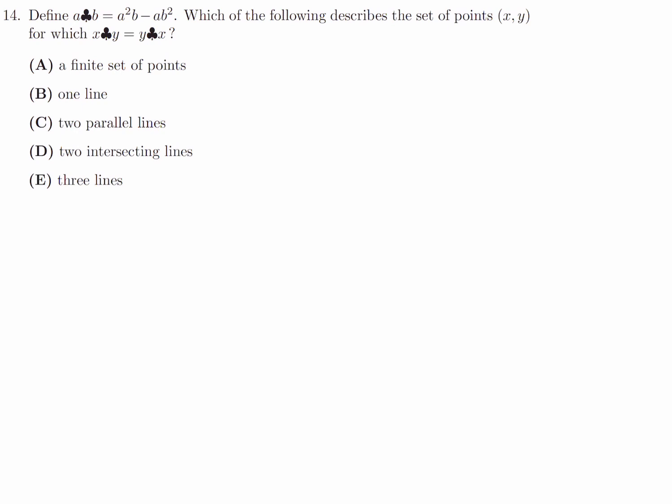Define a symbol b as a squared b minus ab squared. Which of the following describes a set of points for which x symbol y is equal to y symbol x? Well, x symbol y is equal to y symbol x. And if we do the definition according to the question, this would basically mean x squared y minus x y squared, and on this side it would be y squared x minus y x squared.